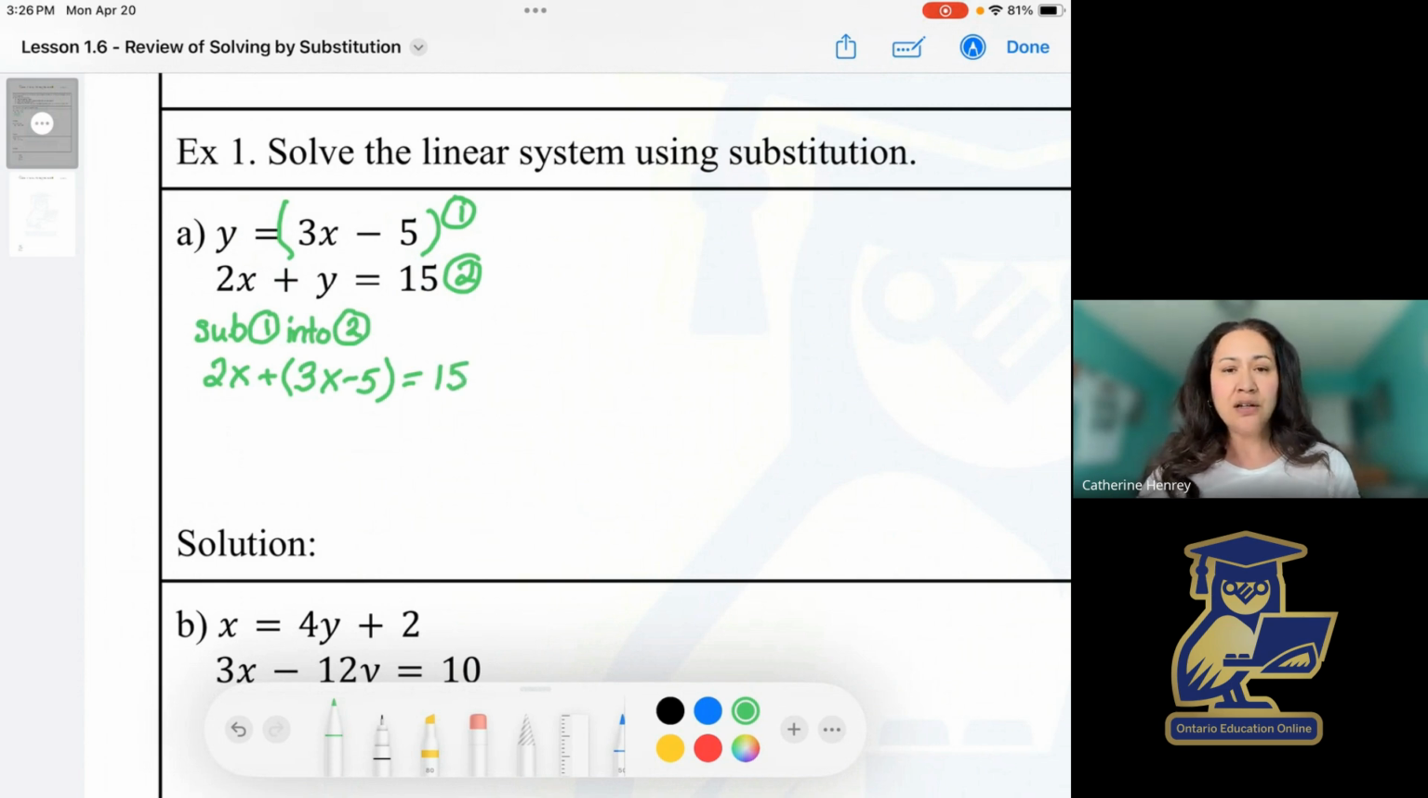It's just an addition in front of my brackets, so I'm just going to clear out the brackets, and then I'm going to combine my like terms. So if I have 2x plus 3x, I'm going to have 5x minus 5 equals 15. I'm going to take my minus 5 over to the other side, and I'll have 5x equals 20. And then I'll divide this through by 5, and I'll end up with x equals 4.